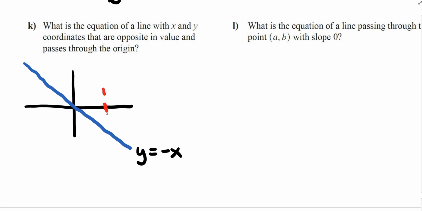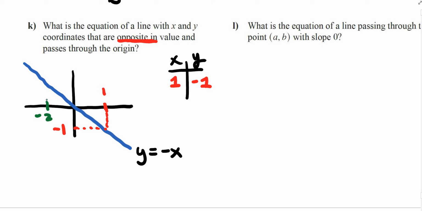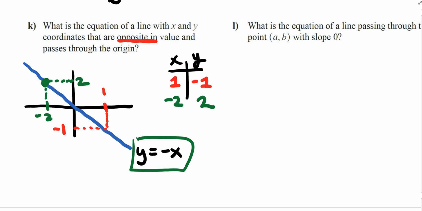So this is how it works. If I have a positive 1 here, then the height here will be negative 1. If you do a table of values here, if this is positive 1, then the y value will be negative 1, which guarantees that the x and y values are opposite, right? Let's just do one more. If I take negative 2 over here, what's the height at negative 2? Well, the height at negative 2 is going to be positive 2, right? So that's negative 2. The opposite of that is going to be positive 2. So my answer is y equals negative x.